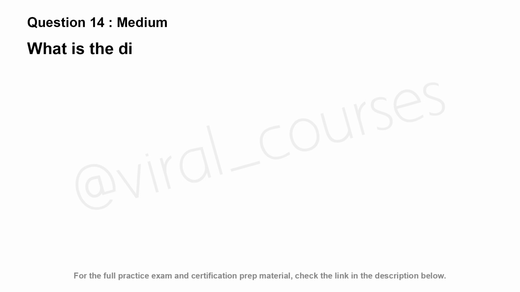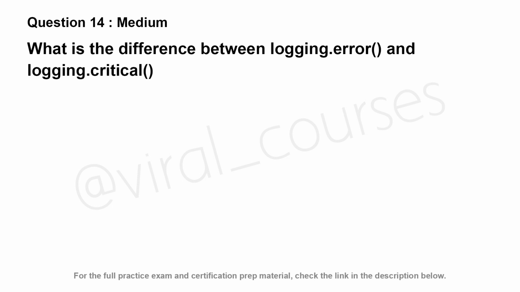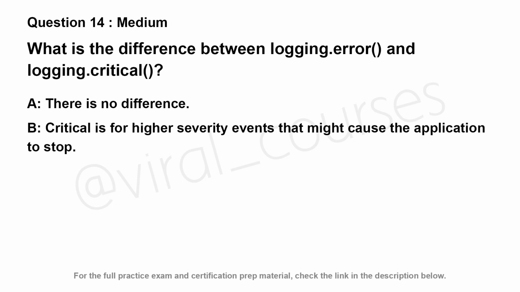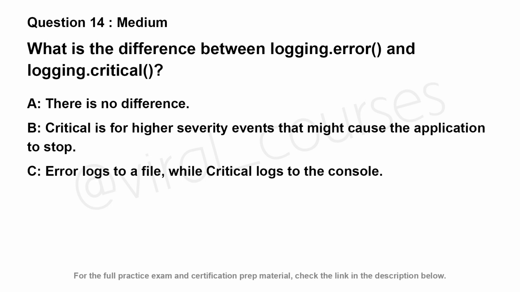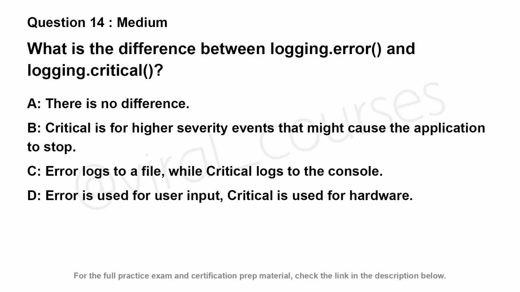What is the difference between logging.error and logging.critical? Option A, there is no difference. Option B, critical is for higher severity events that might cause the application to stop. Option C, error logs to a file, while critical logs to the console. Option D, error is used for user input, critical is used for hardware.